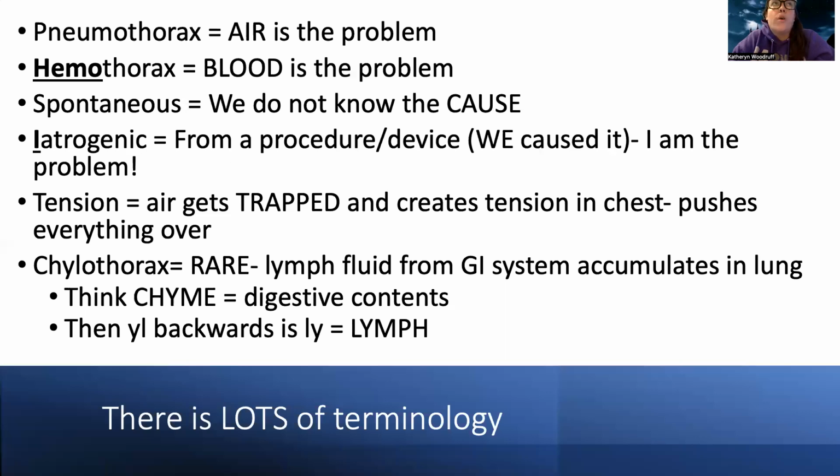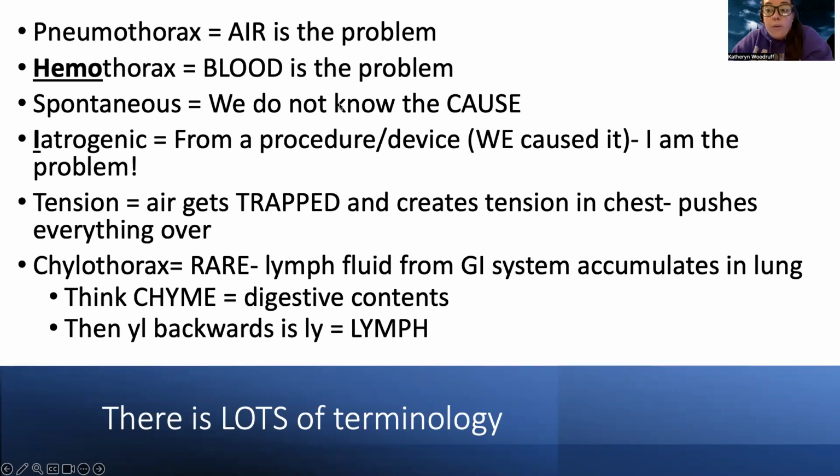So to break it down, here's some different terminology that you might see when it comes to pneumothorax. If you see the word pneumothorax in itself, it's usually saying that air is the problem. There's also hemothorax, and hemo usually means blood. So blood is the problem, like there's an accumulation of blood. These are telling you what's the problem. Then there's also spontaneous and iatrogenic, and these are telling you what's the cause.